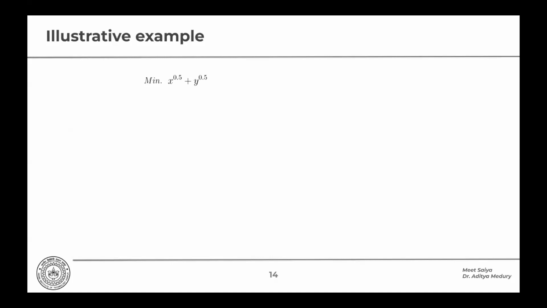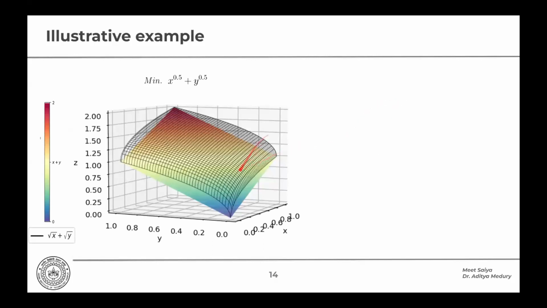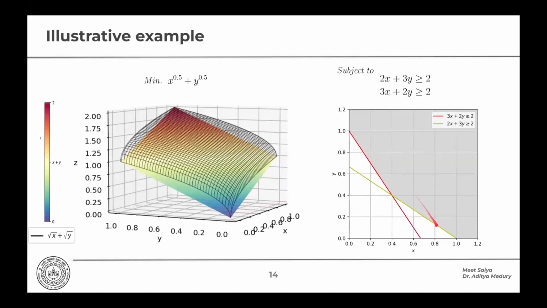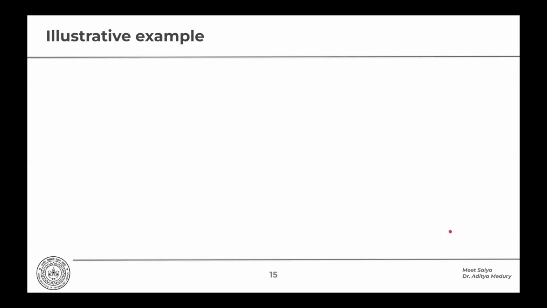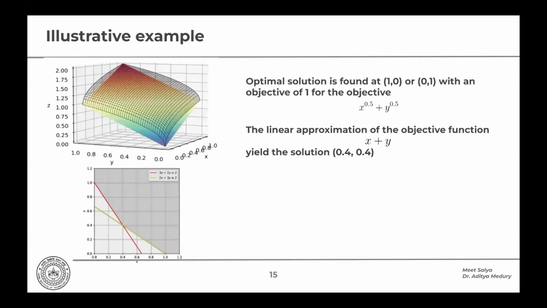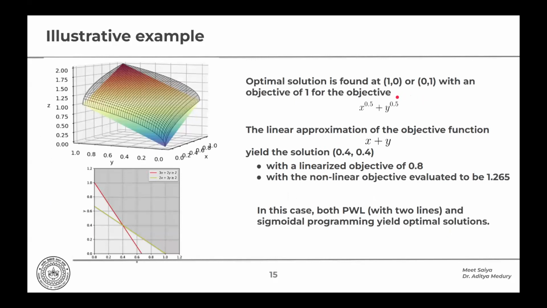So here we have some function, minimize root x plus root y, which is this grid over the top, and the bottom colored plane that we see is just the x plus y plane, right? So that's for reference, and we have, subject to these two constraints. These two constraints are basically represented by these lines, right? So here I want to highlight what the change is going to be. The optimal solution of x plus root y is going to be at (0, 1) or (1, 0), which is going to be 1. But if we just assume the linear part of it, x plus y, we can see that this is going to be 0.4 over here, right?